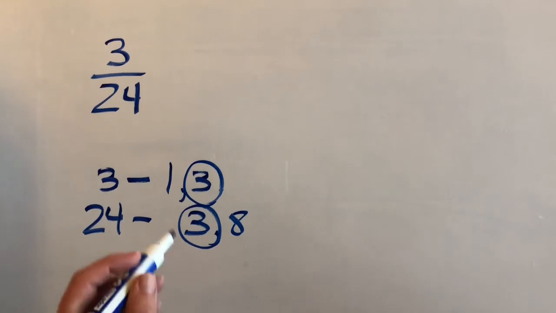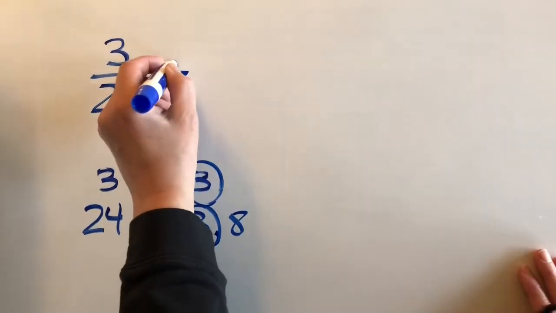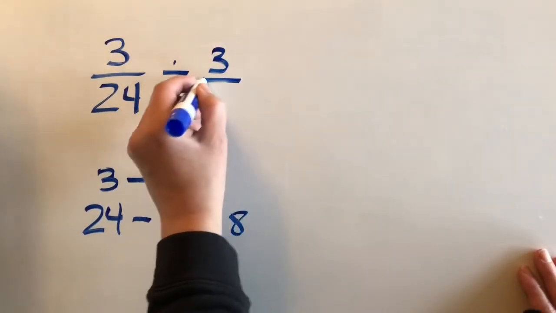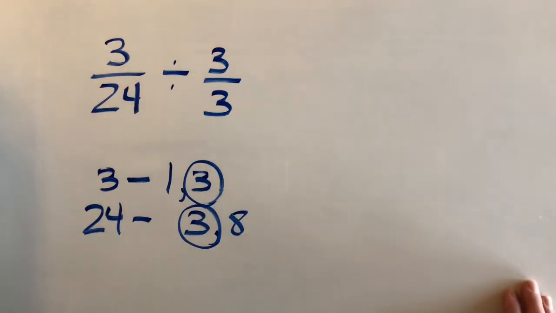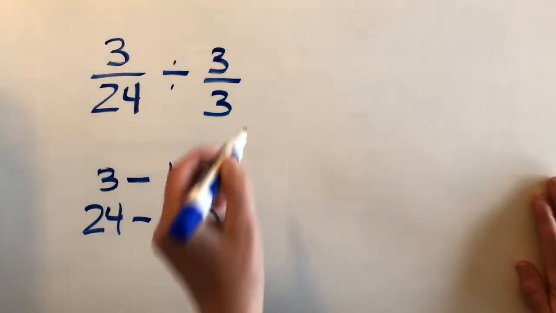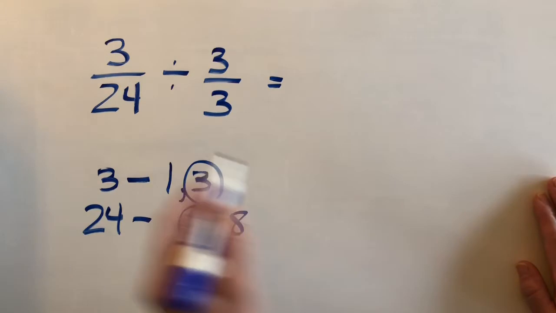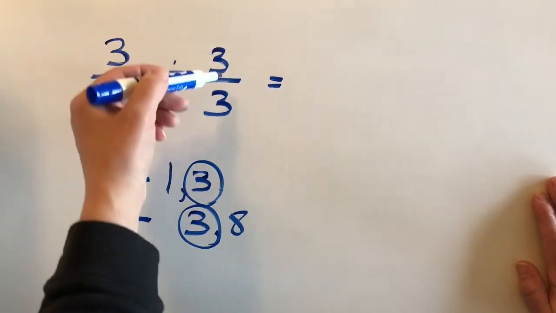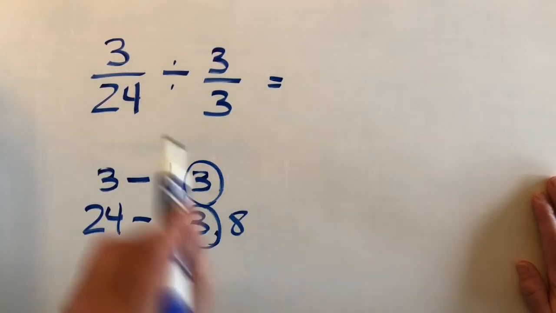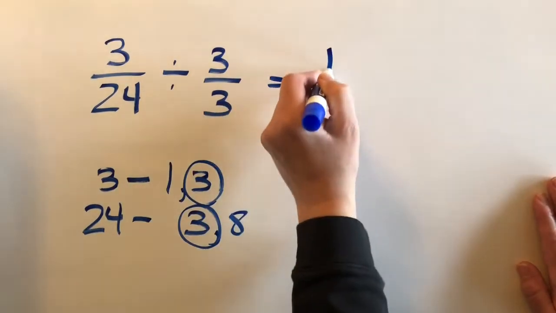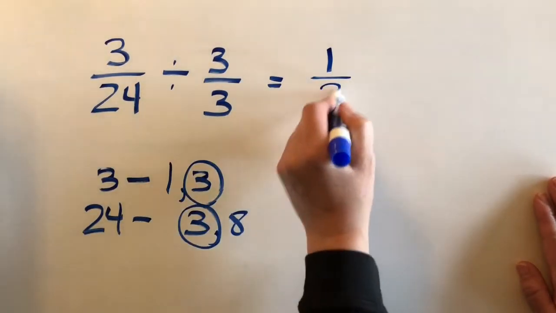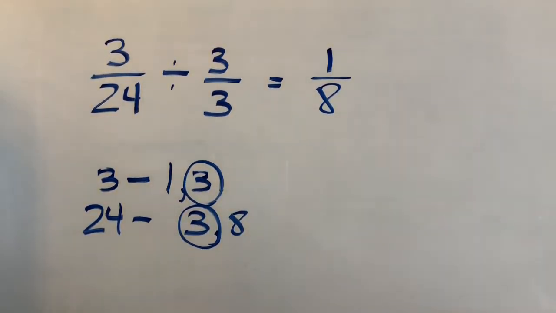So I don't have to go any further because there's only 2 factors to choose from, and 3 is it. So once again, we're going to divide by 1 whole, which in this case is going to be 3/3, because 3/3 equals 1. And again, ratio table or whatnot, whatever you do to the numerator, you need to do to the denominator. 3 divided by 3 is 1. 24 divided by 3 is 8. So 3/24 equals 1/8.